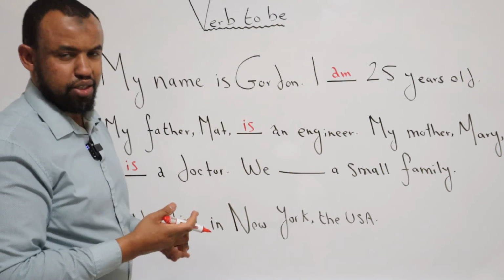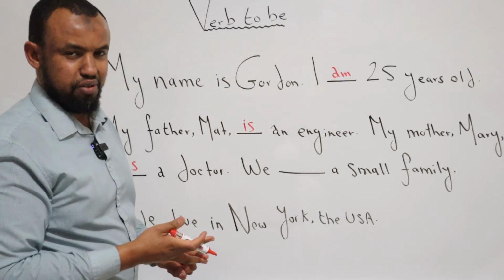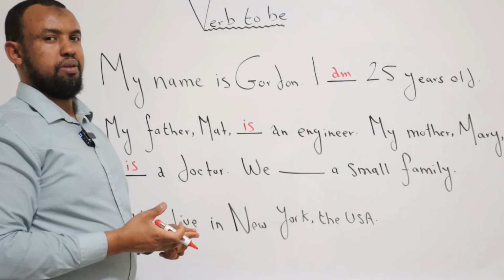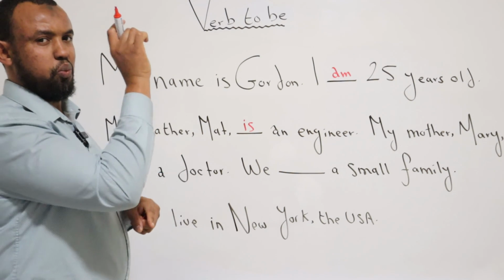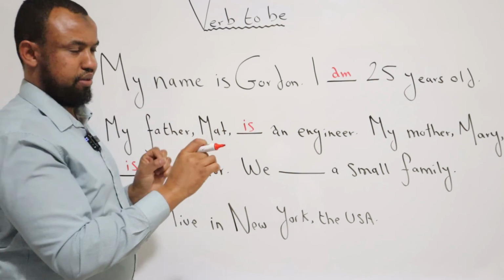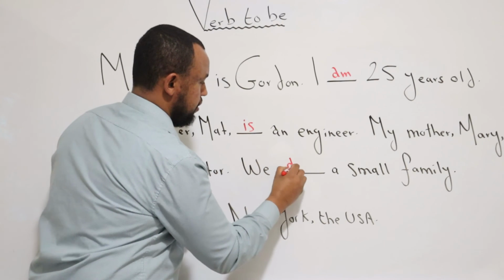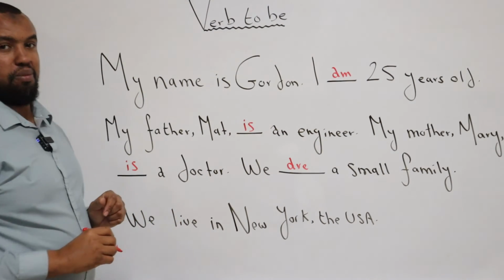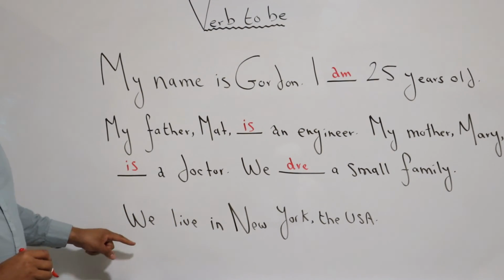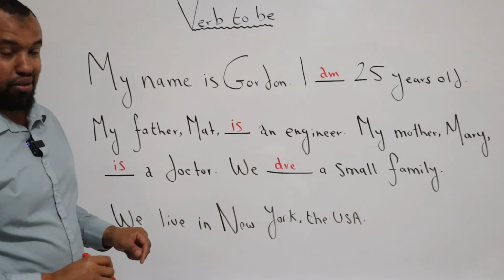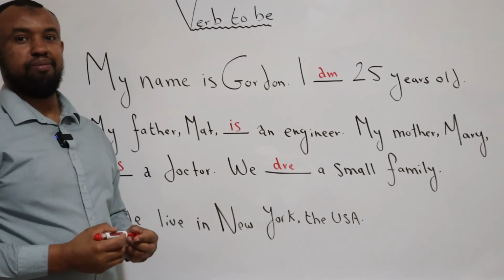We, a small family. We am a small family, we is a small family, or we are a small family. Go back to the lesson, what did we say? We goes with are, okay? So we are a small family. Okay. We live in New York, the USA.